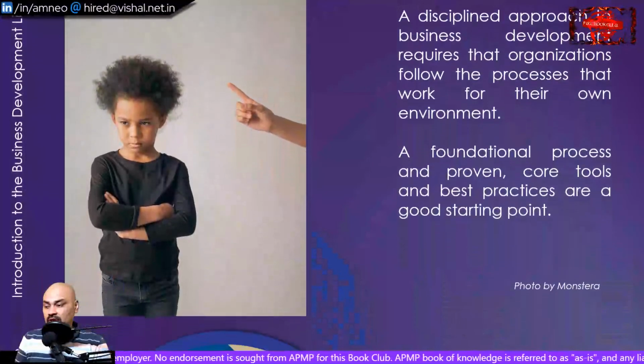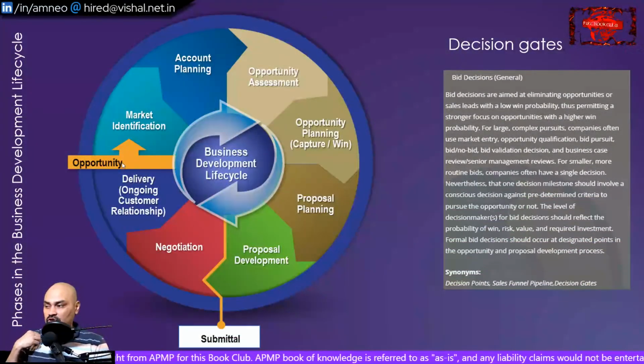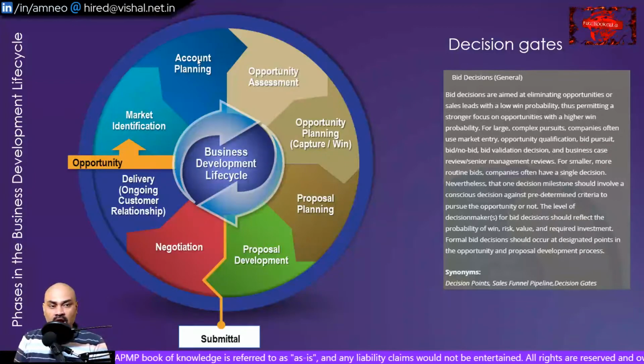Then comes the business development life cycle. So you have an opportunity, you do a market identification of yourself, then you do account planning. We will see that as well, what it means. Then you do an opportunity assessment. Then you do opportunity planning. Then you do the proposal planning, and you do the proposal development as well. You submit here, and then you start negotiating.